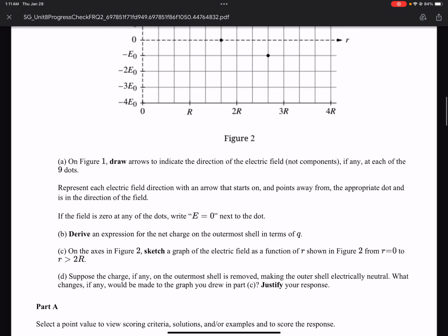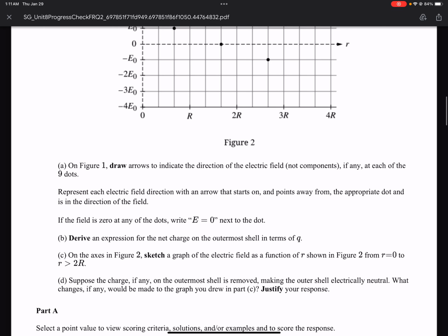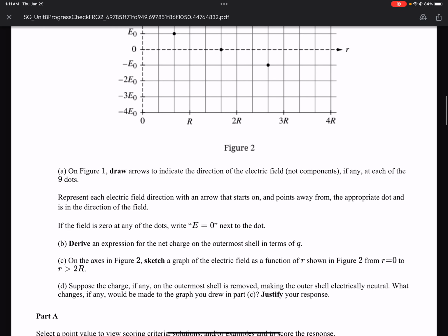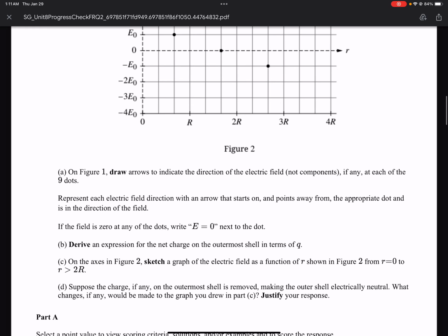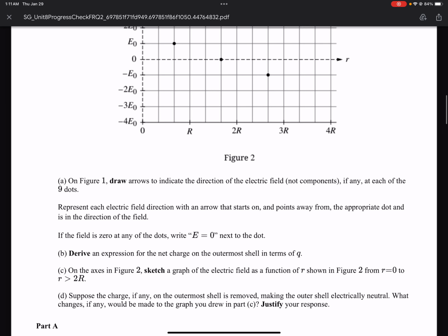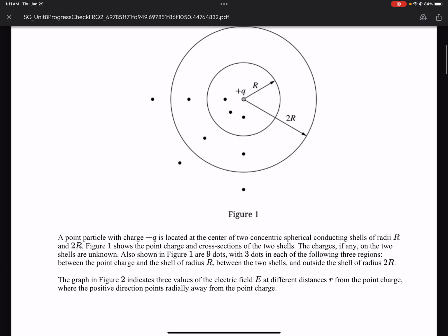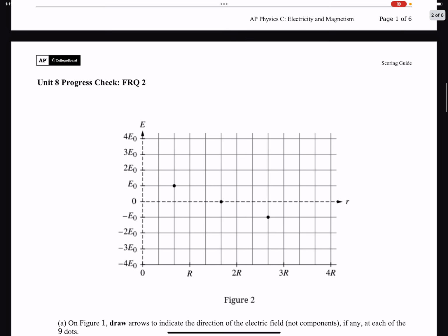So suppose any charge on the outermost shell is removed, making the outer shell electrically neutral. What changes, if any, would be made to the graph you drew in part C? All right, so I forgot about part D. Well, anyways, oh no, I deleted it. You saw how I had an inverse square law.